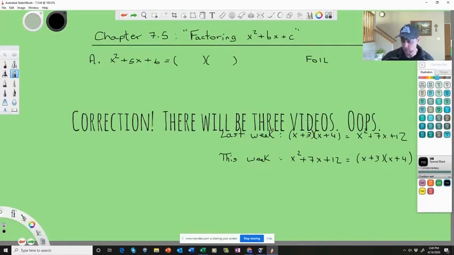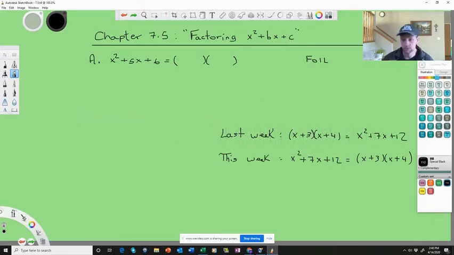Last week, we learned to take 2 binomials and multiply them together and get a trinomial. What we're going to do this week is the exact opposite. We are going to start with a trinomial, and we are going to factor it into 2 binomials.